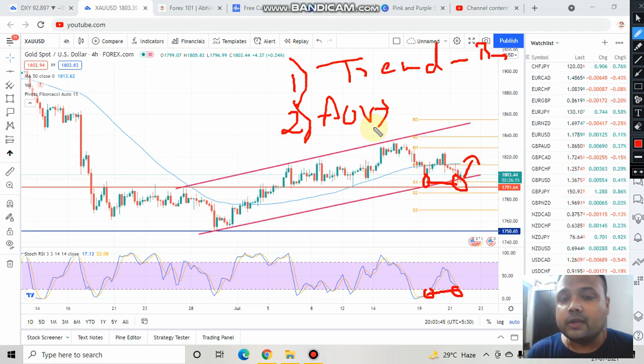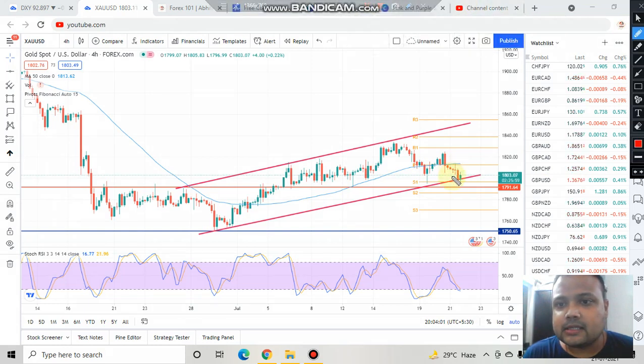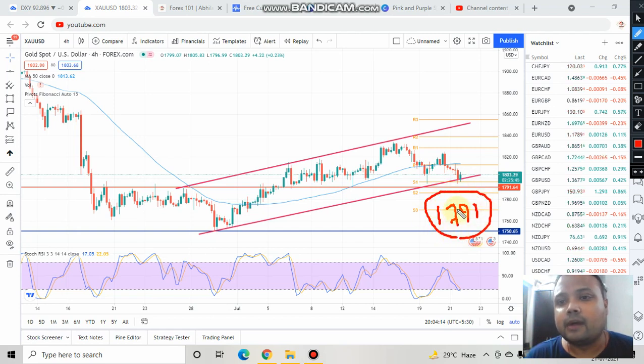This market, XAU USD, is in an uptrend right now. Therefore, the area of value will be near the support. And in this case, we can clearly see that this trend line is acting as a support for the market. And in case market fails to hold this trend line as a support, then we can hope that 1791 will be acting as the next support for the market. Therefore, I think this is a good place to buy. And lastly, there is also divergence here, bullish divergence.